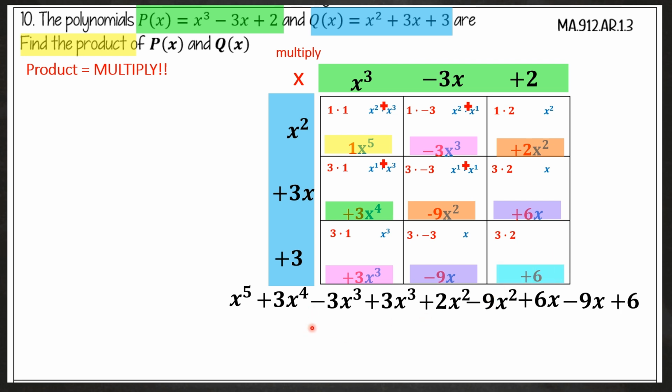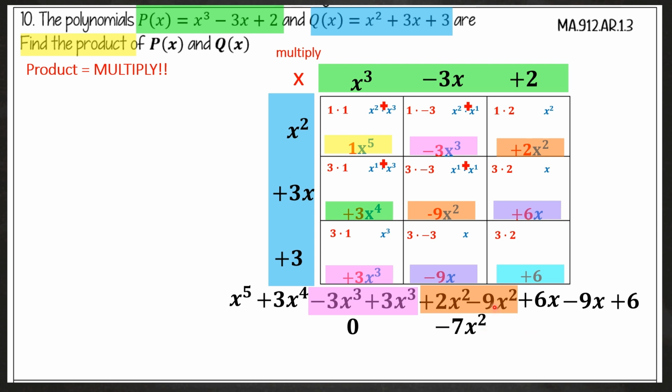And now I have to combine my like terms or simplify my polynomial. So I have negative 3x to the power of 3 plus 3x to the power of 3. That's going to become 0. There is no more x to the power of 3's remaining. So don't put 0x to the power of 3 or don't put just x to the power of 3 because there's 0 of them left. Plus 2x squared minus 9x squared gives me a negative 7x squared.